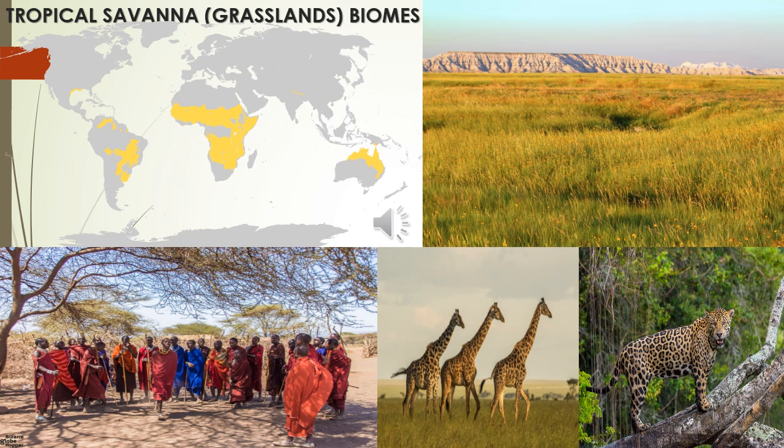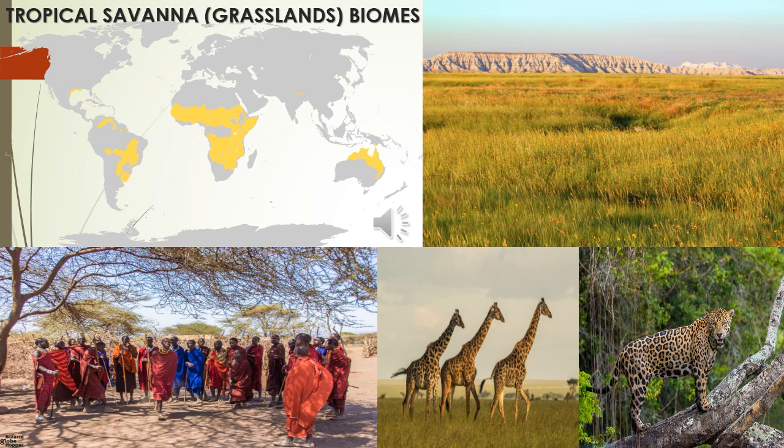So the tropical savanna grassland biome is found between 10 degree to 23 degree north and south latitude, that is, between tropical forest and tropical desert. They are found in the south of Sahara and also in Australia. They are generally hot and dry and experience moderate to low rainfall.